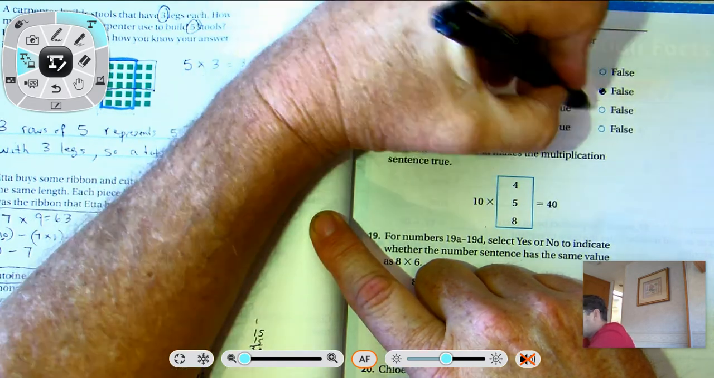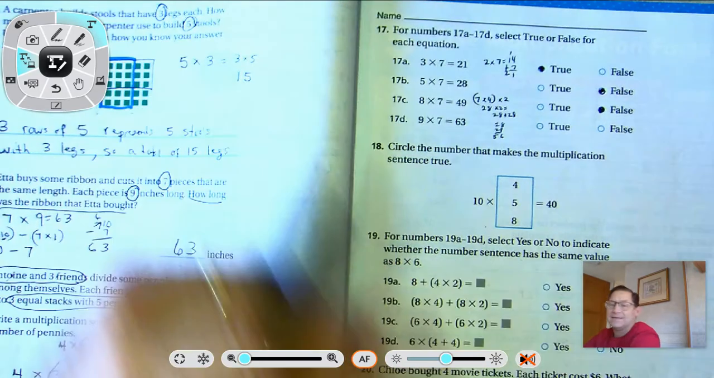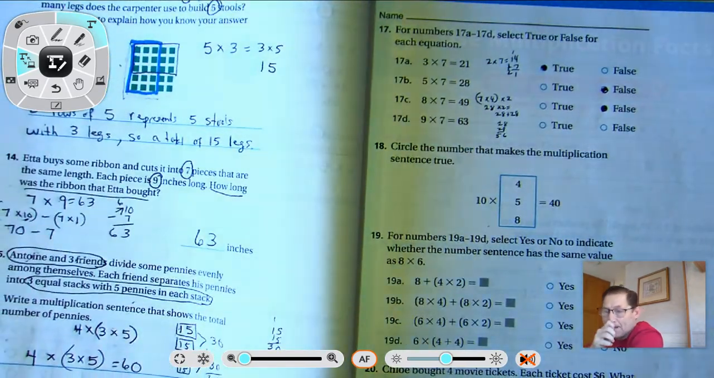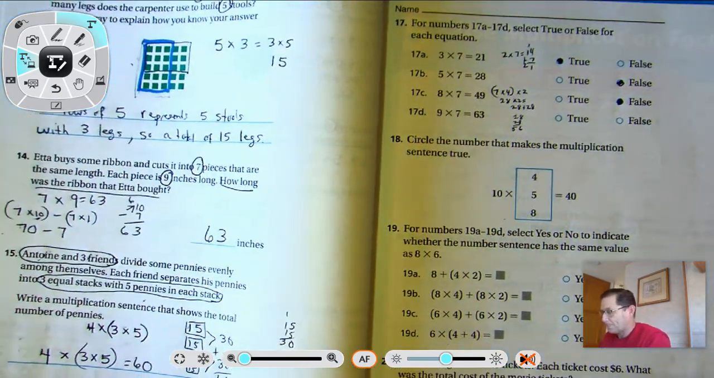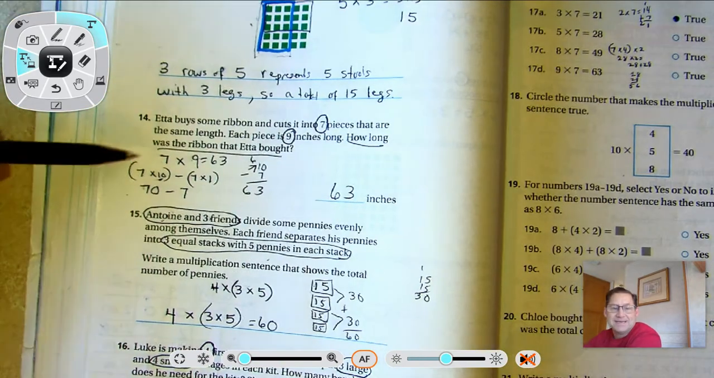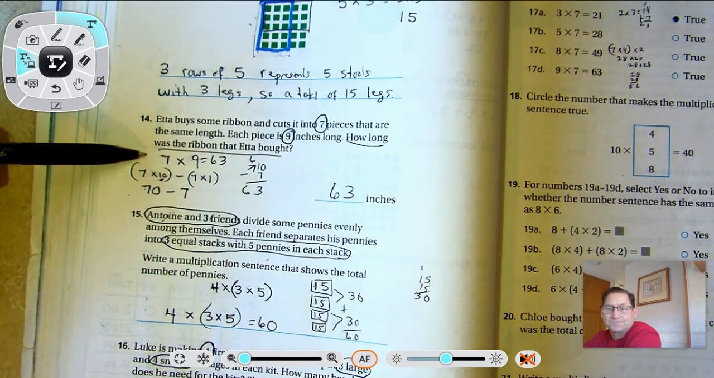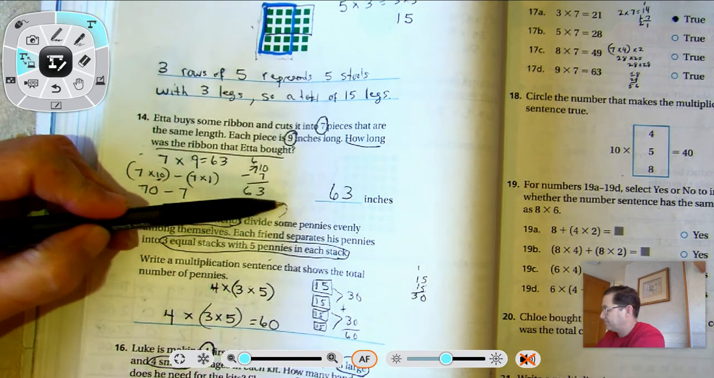That's 56. No. 9 times 7 is 63. Well, actually, we did 9 times 7 on number 14, and we got 63. So, true.